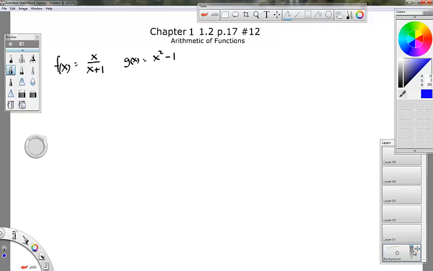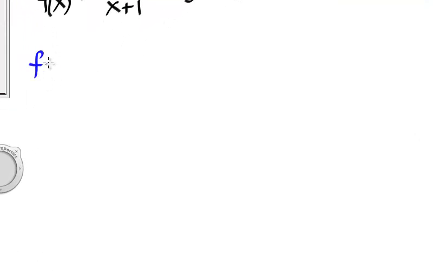Hello. We're going to do chapter 1, a problem from last night's homework. It's page 17, number 12. And we're going to add, subtract, multiply, and divide these two functions. We're going to first do f plus g of x. And this is the one right here.